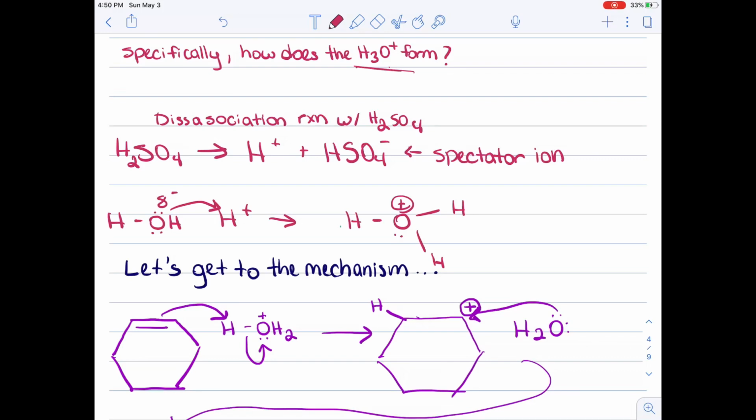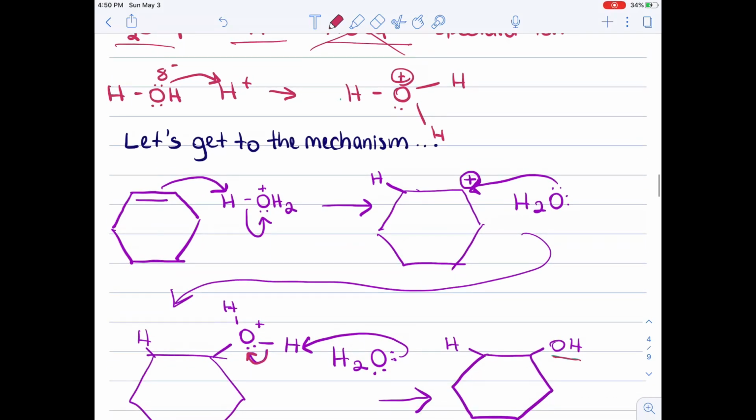Specifically, how does the hydronium ion form? Let's take a look at sulfuric acid. Sulfuric acid is a strong acid, therefore it undergoes a dissociation reaction. It forms a hydrogen ion and a bisulfate ion. Your bisulfate ion will be a spectator ion, meaning that it won't have an effect in the reaction, so you can just ignore that. Looking at the oxygen in water, it has a partial negative charge, therefore it will form a bond with this hydrogen ion and form your hydronium ion.